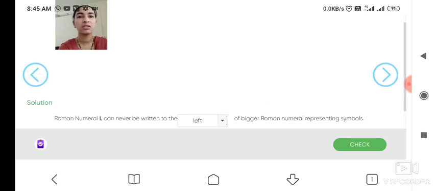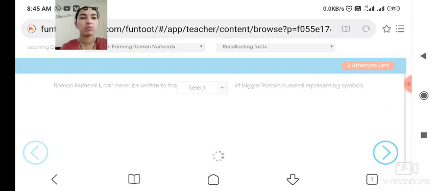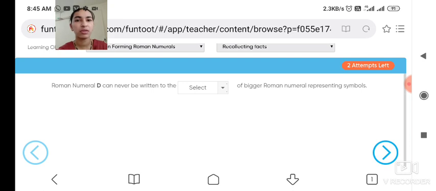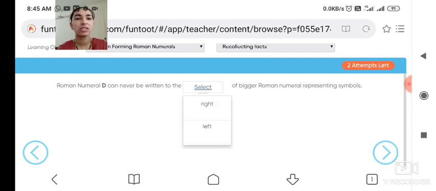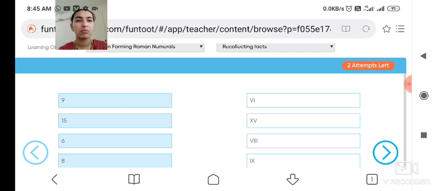Okay, understand this. Let's take one more. The next example is: Roman numeral D can never be written to the dash of bigger Roman numeral. First of all, we know which number is bigger than D. Capital M is bigger than D, and D can never be written to the left of capital M. So the answer is left. Understand? Let's take one more example.